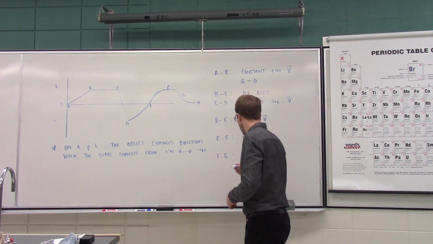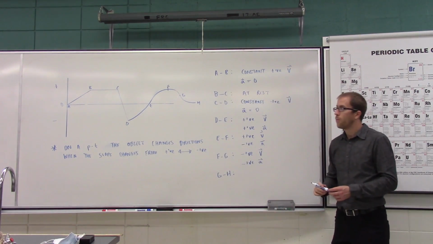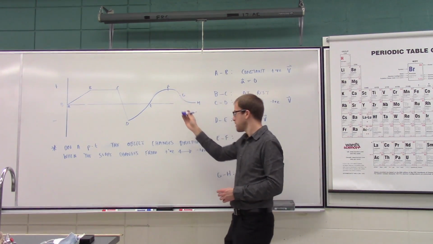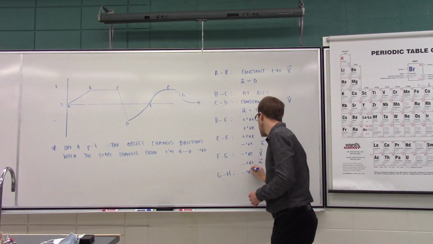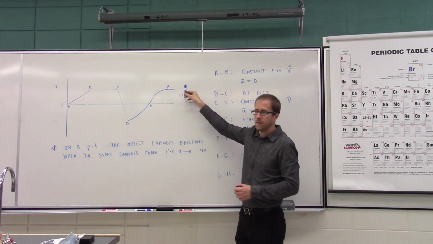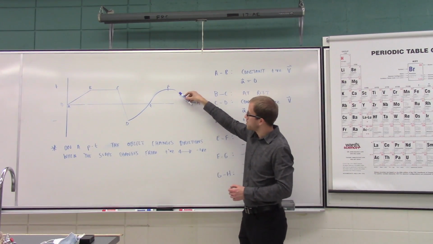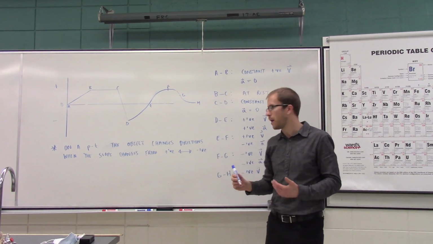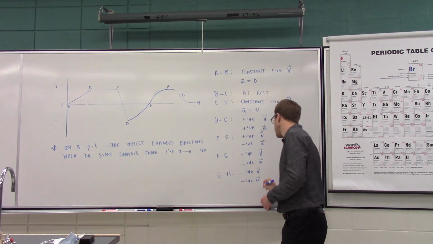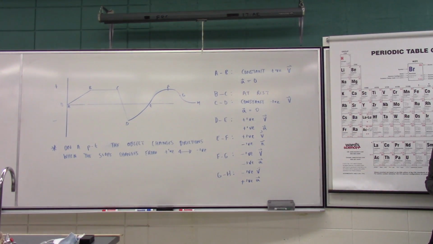And then lastly, G to H. Are we still moving in the negative direction? Is my slope still negative? Yes. So we have a negative velocity. And what is my acceleration? Am I slowing down or speeding up? Right, my slope is becoming more horizontal. I am slowing down. Oh, positive. Right, so it should be the opposite. So this is a positive acceleration.